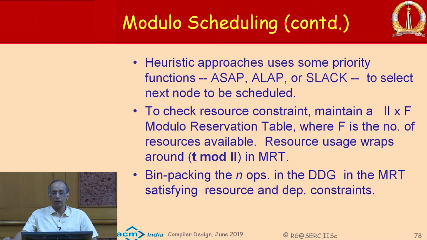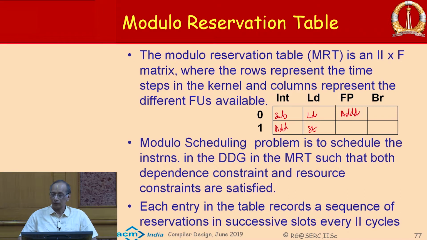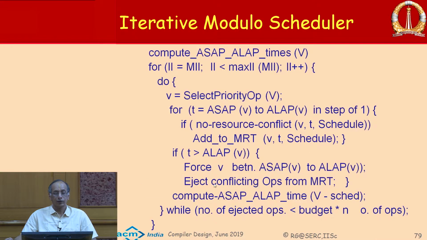So, in the modulo reservation table, if you go back, for example, let us say I was trying to do a schedule, but there was already an operation in that slot, maybe this floating point add. Then what I need to do is eject it, and then introduce the new operation here, and then try to see if add can be scheduled in a different cycle. So, this is essentially the backtracking that we talk about, right. Eject conflicting operations from the MRT, and then you compute the ASAP elapsed time of the remaining operations, and you repeat this process, right.